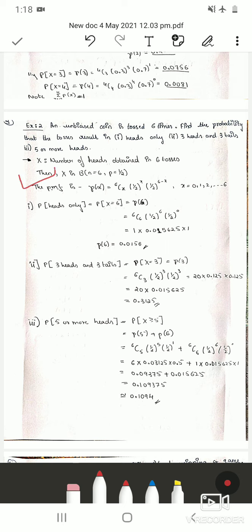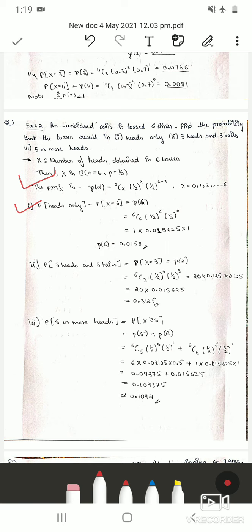We can write the PMF now. Just substitute 6 and the p value. So the PMF is 6cx into 1 by 2 raised to x into q, which is 1 minus p, which is again 1 by 2, so 1 by 2 raised to 6 minus x, and the limit is x takes values 0, 1, 2 up to 6. Now we will solve the first sub question, which is the probability of getting heads only.